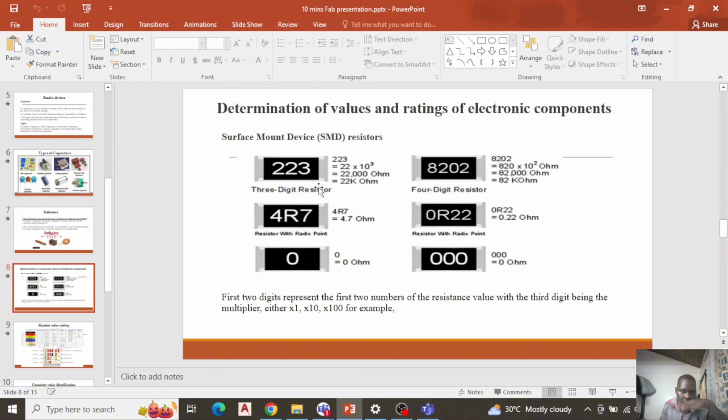Okay, we have a 3-digit resistor and then we have a 4-digit one. In a 3-digit, you pick the first 2 digits. That gives you the resistor value, and then the third digit is the multiplier. Like the 3 there means it is 10 to the power 3. So the value of this resistor is 22 times 10 to the power 3, which is 22 kilo ohms. For the 4-digit, you also use the last digit as the multiplier and the 3 other digits to give you the base value. So that's how we identify the SMD resistors.